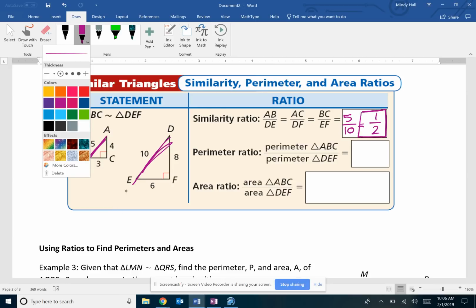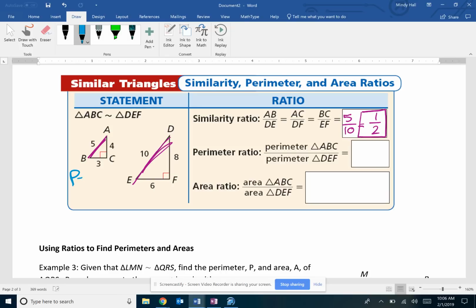So then, if we're going to compare this to perimeter, we'll have to find the perimeter of triangle ABC and DEF. So for triangle ABC, we'd have 5 plus 4, which is 9, plus 3 is 12. And then for the perimeter of our big one, we have 10 plus 8 is 18, plus 6 is 24. So my perimeter of ABC was 12 over the perimeter of DEF was 24. And notice that also simplifies to 1/2. The ratio for your perimeter is going to be the same as your similarity ratio.